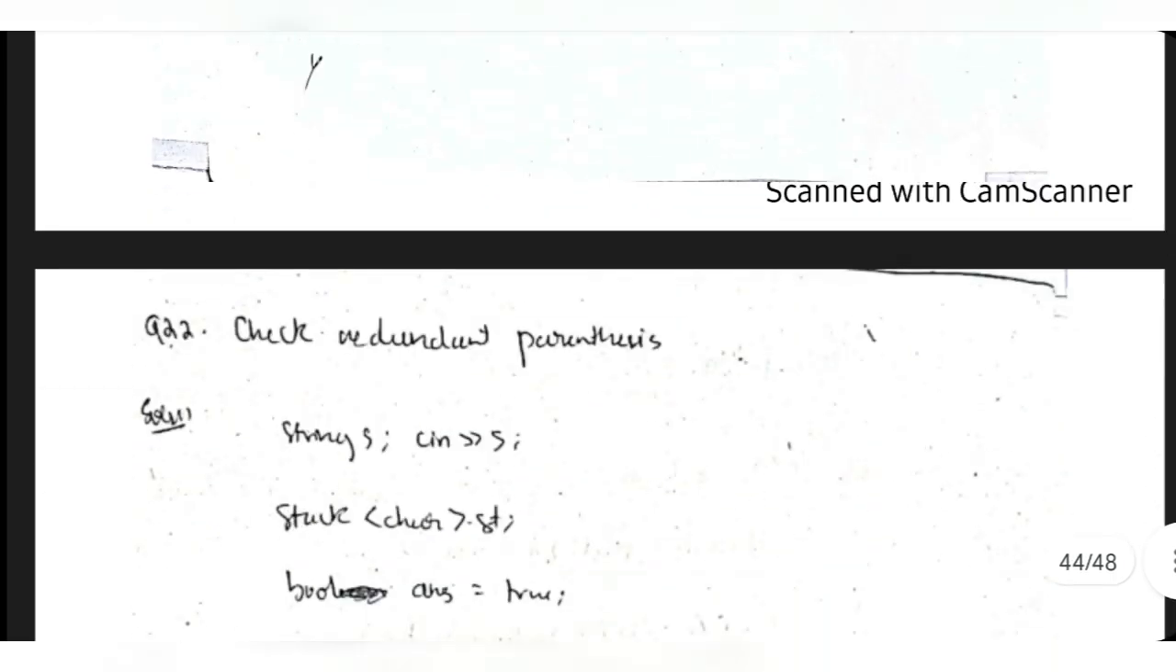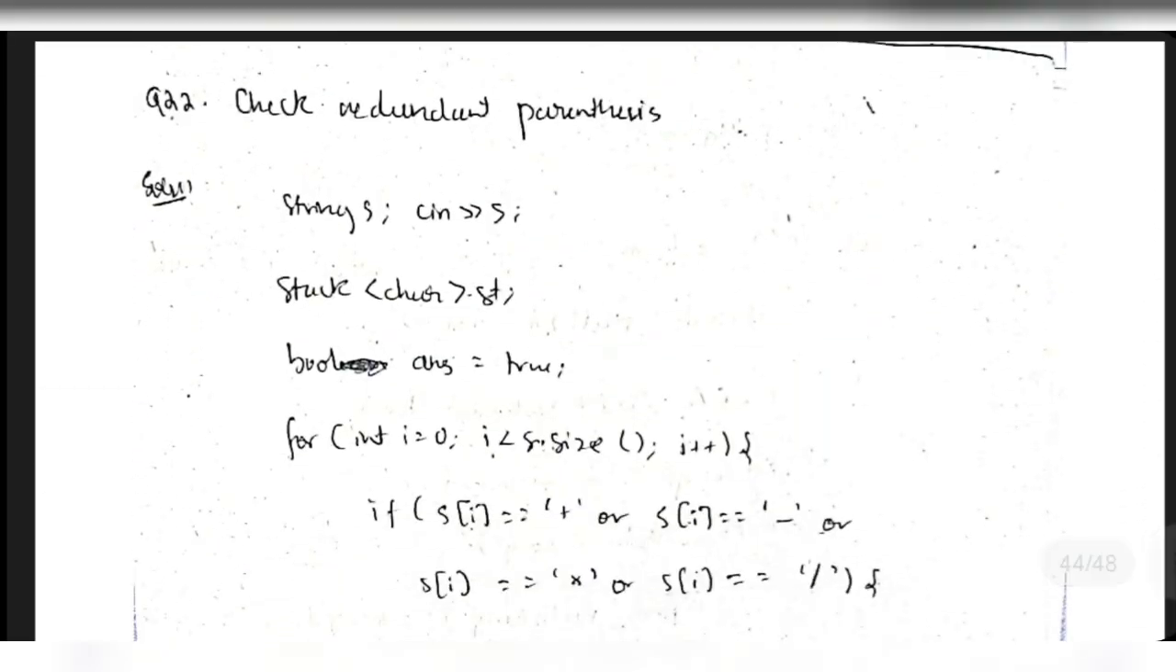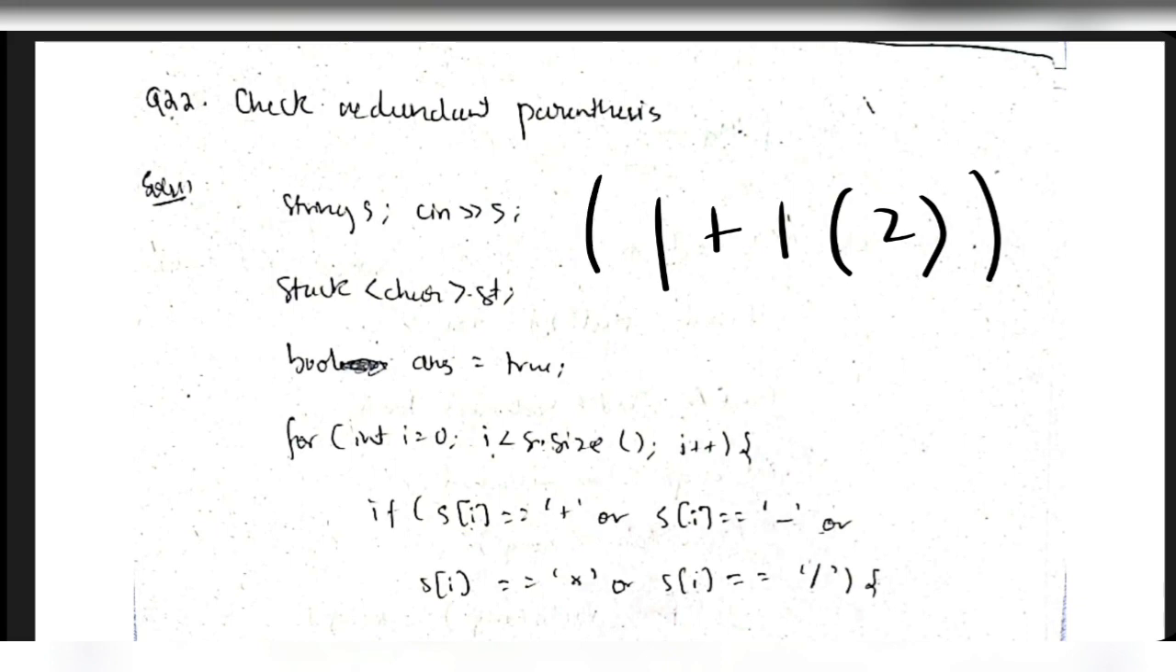Moving on to the next one, we have check redundant parentheses. I'll be giving an example here. Suppose this is the example: 1 plus 1 and into 2. Okay, this is the example which is given to us. So what we are trying to see is whether there is redundant parenthesis or not. There is redundant parenthesis, right? If this is into here, at that time we can remove this one, and still the answer will be the same, right?